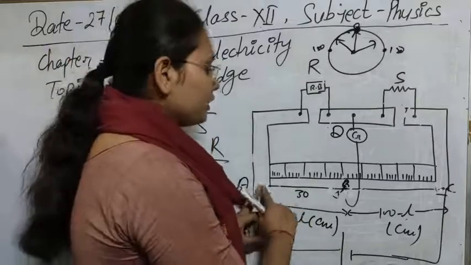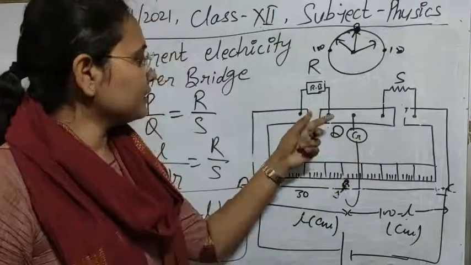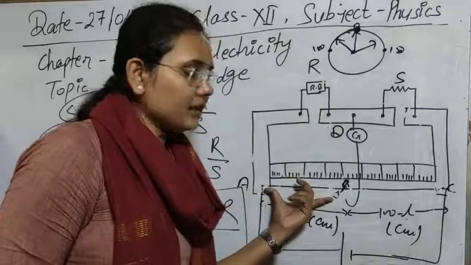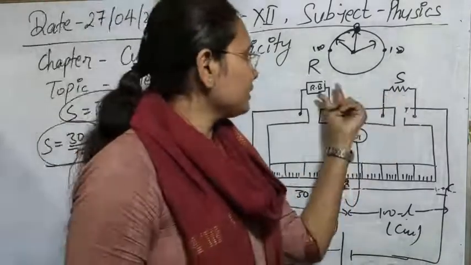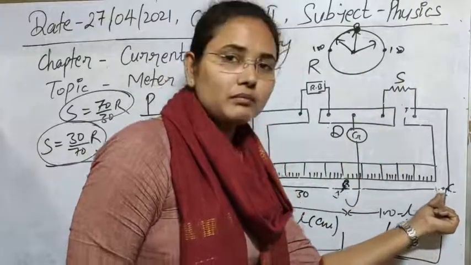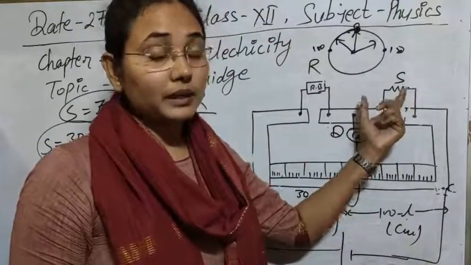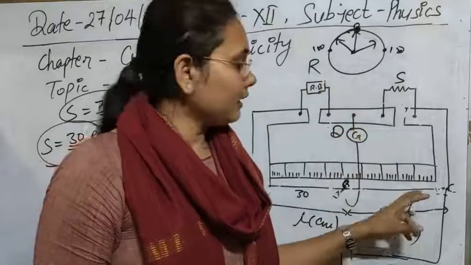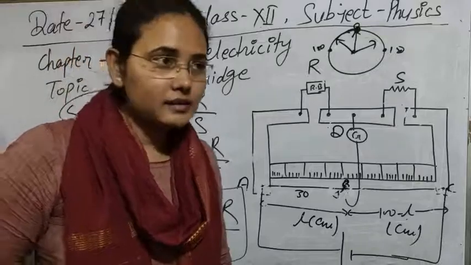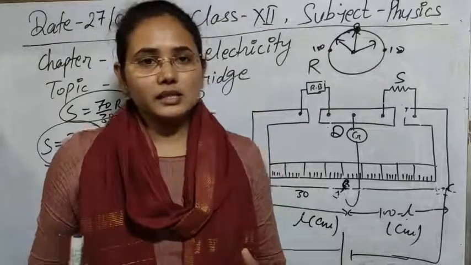You have to take length from that side where you are using the resistance box. Means if you have connected the resistance box in the left gap, then you have to measure length from this gap. And if you have connected the resistance box in this gap and no resistance in this gap, then you will start measuring the length from this side. Clear? You are free to connect it on either side, but it is mandatory that you take length only from the side where you have connected the resistance box. Clear? I think that is all about the meter bridge. It is clear what the construction is, all these things are now clear.